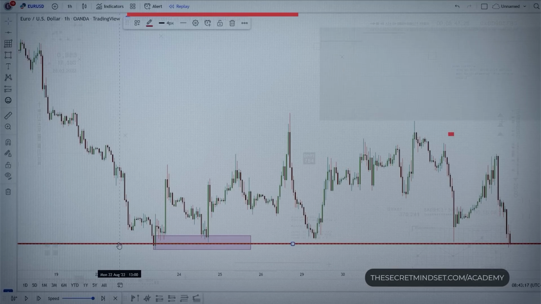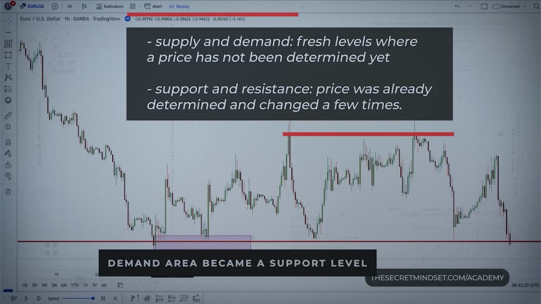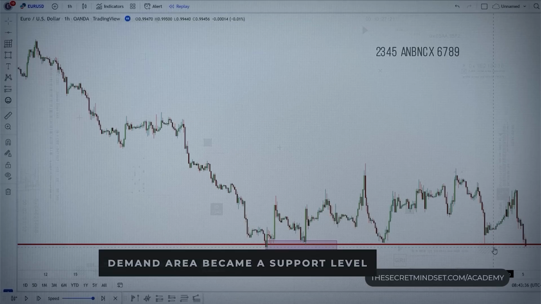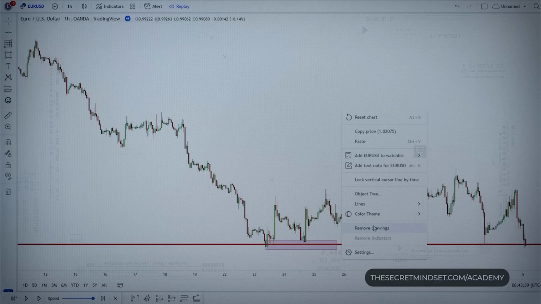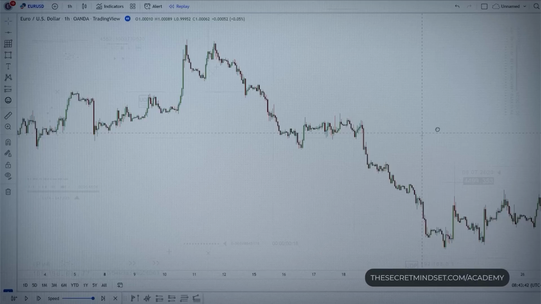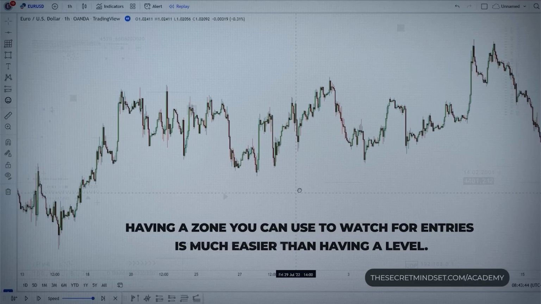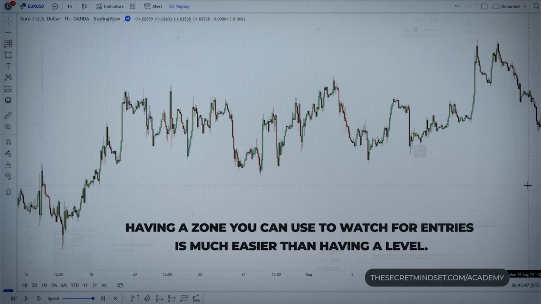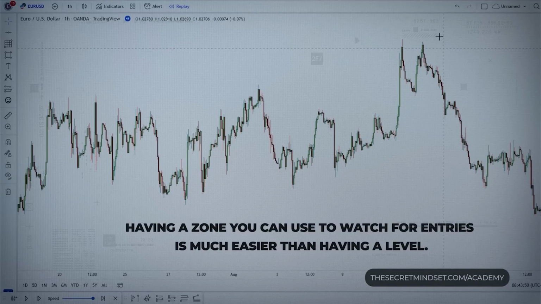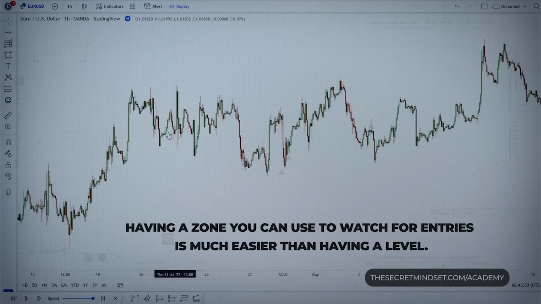So supply and demand are fresh levels, or zones where a price has not been determined yet. Therefore, these levels are valid to trade. Support and resistance are levels or lines in which the price was already determined and changed a few times. Supply and demand traders say that support and resistance levels are somewhat riskier than trading supply and demand. That's because having a zone you can use to watch for entries is much easier than having a level. When price tests the same level, the chances for a breakout increase.